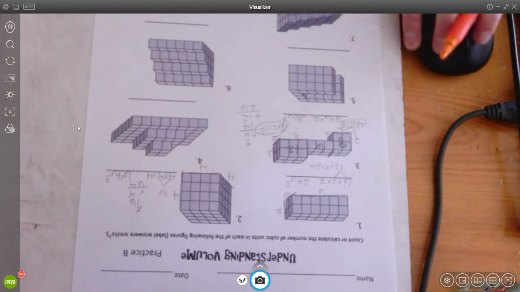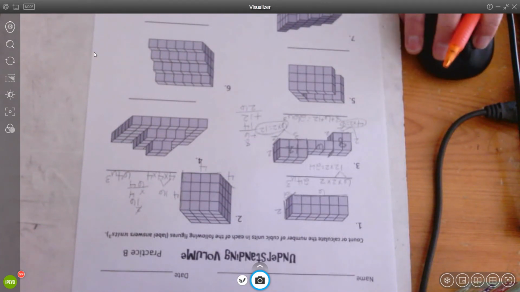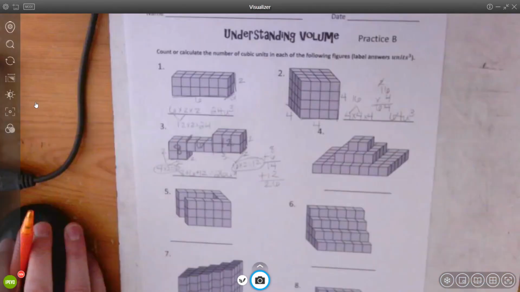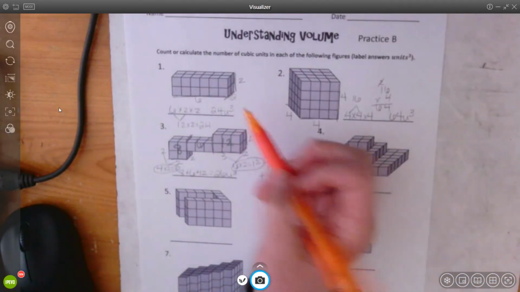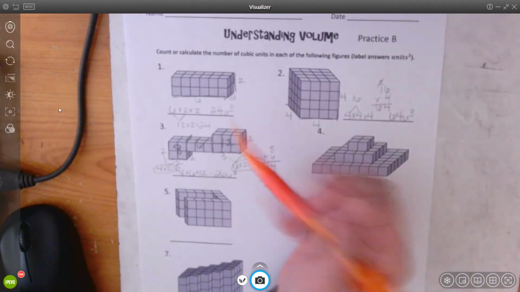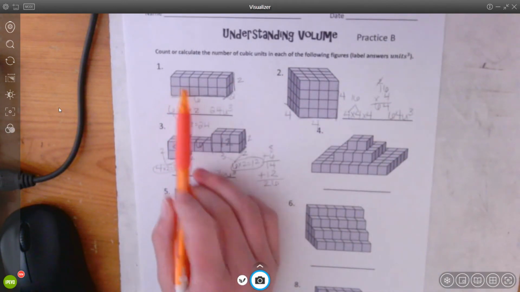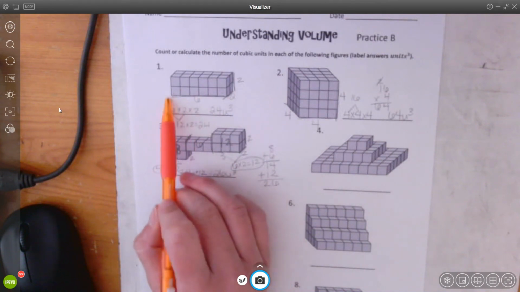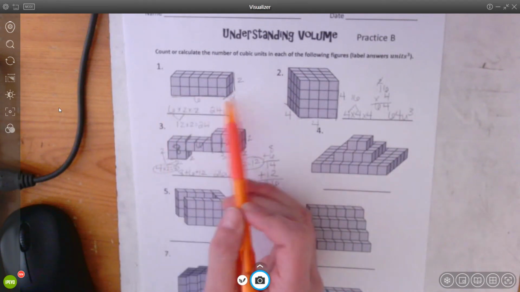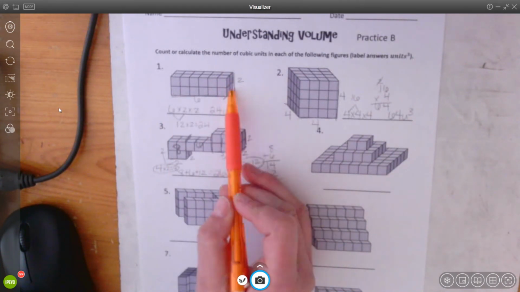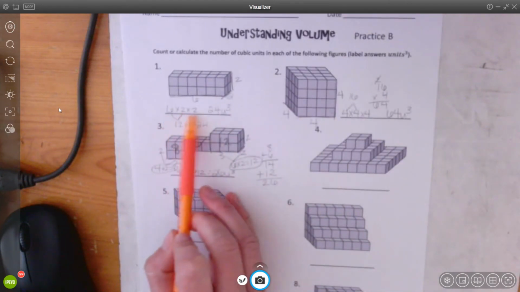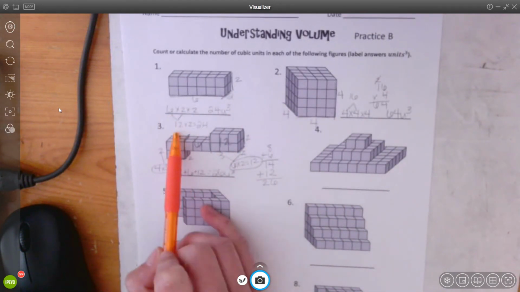All right, let me flip the camera around and we will get this done. So here we did the volume of a regular shape. It has no gaps, it can be filled, it can hold content. So we've calculated the length is 6, the width is 2, and the height is 2. So we took 6 times 2 times 2. 6 times 2 is 12.